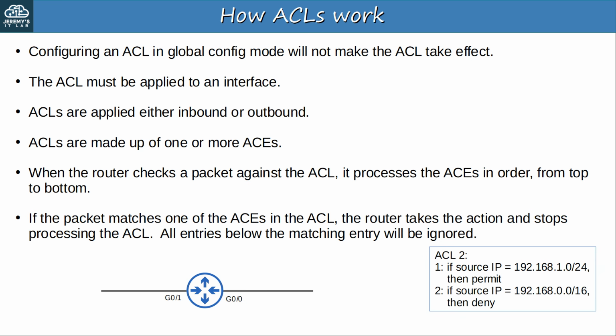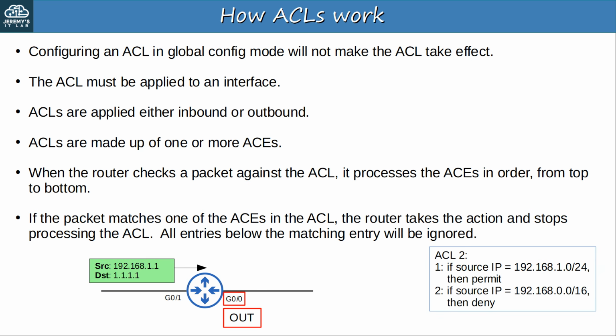The first entry in the ACL says if source IP equals 192.168.1.0/24, then permit. However, the second entry says if source IP equals 192.168.0.0/16, then deny. What effect will this have if applied outbound on the G0/0 interface of this router?